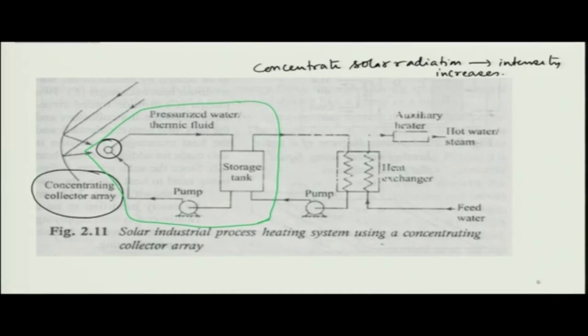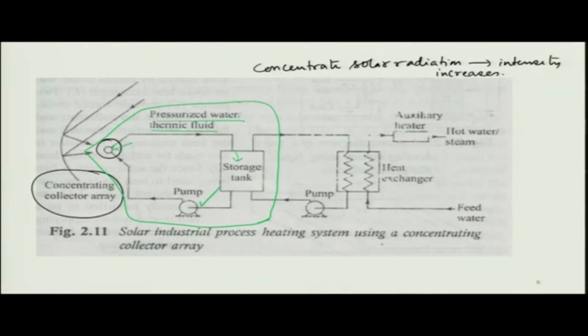It has a single storage tank, so it should be a closed loop solar heating system. It has a pump, and you can have pressurized water or any other thermal fluid which can carry the heat from this absorber to the storage tank.